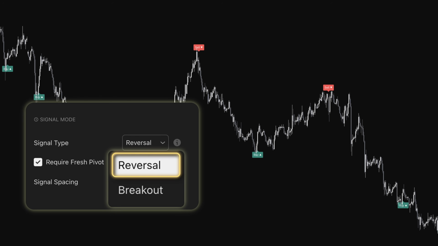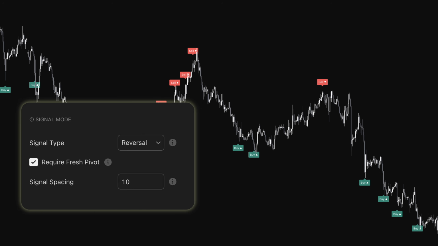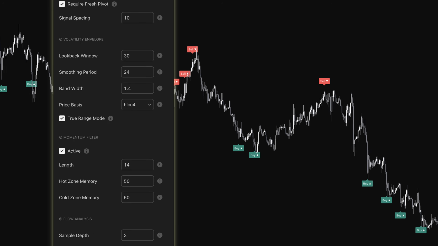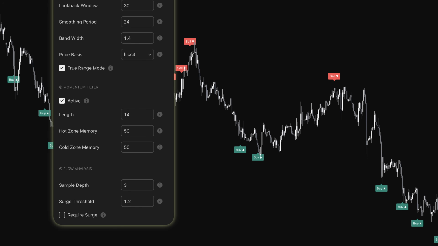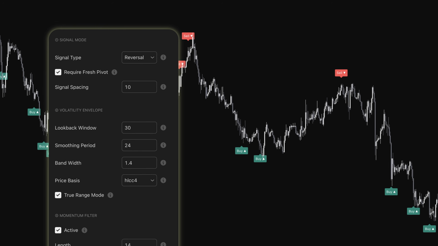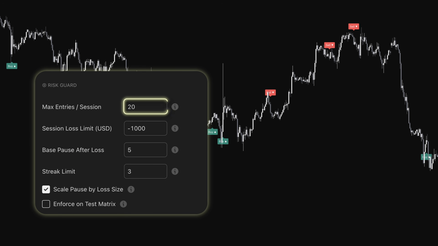In reversal mode, a signal fires when the supertrend flips after a confirmed new high or low. In breakout mode, it fires when price pushes a new extreme in the direction of the current trend. RSI zone memory, volume surge filtering, minimum bar spacing, and a key levels filter based on ATR range all apply as optional gates. A risk guard system tracks session trade count, cumulative session loss, consecutive losses, and cool-down bars between entries.